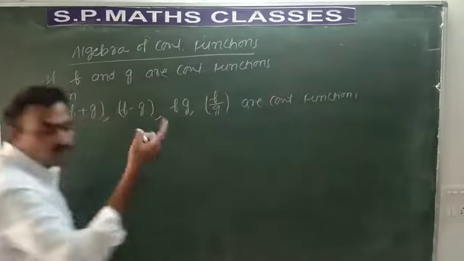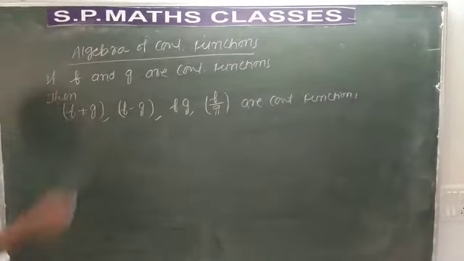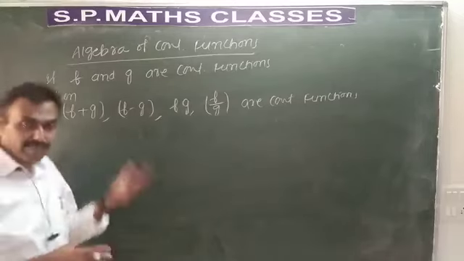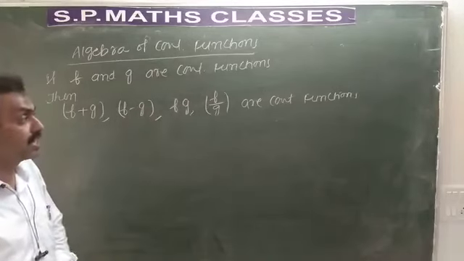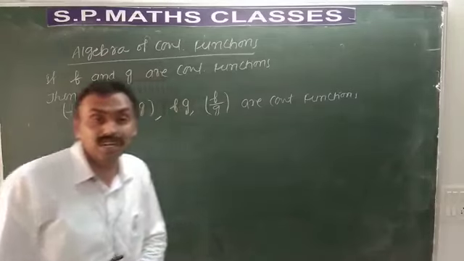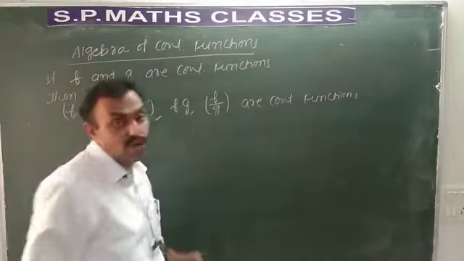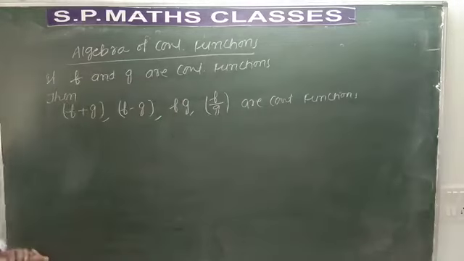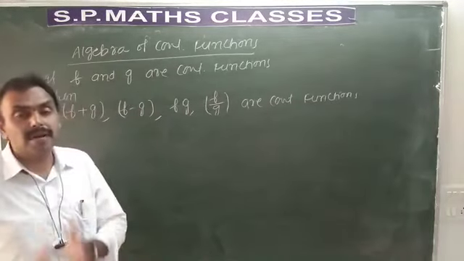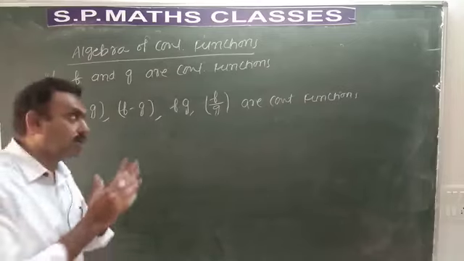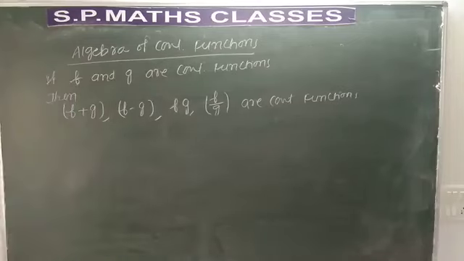The sum of two continuous functions is continuous, the difference of two continuous functions is continuous, the product of two continuous functions is continuous, and the quotient of two continuous functions is continuous, provided g of x is not equal to 0. This is the basic property you should know. This is about the algebra of continuous functions, which you need to remember. This is a very, very important concept.